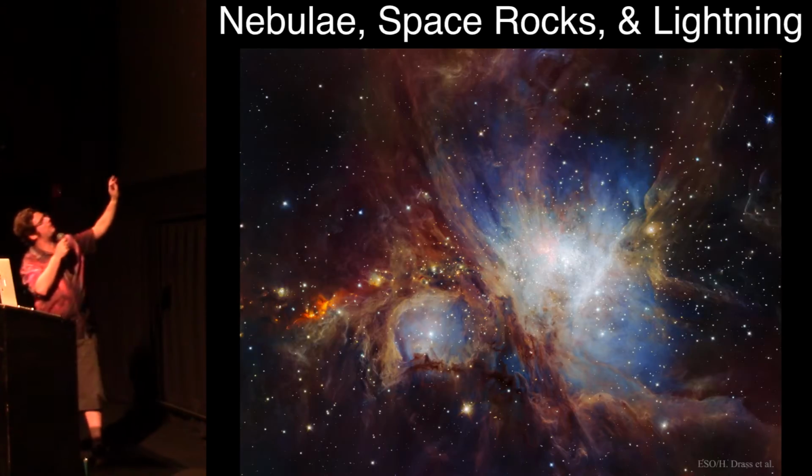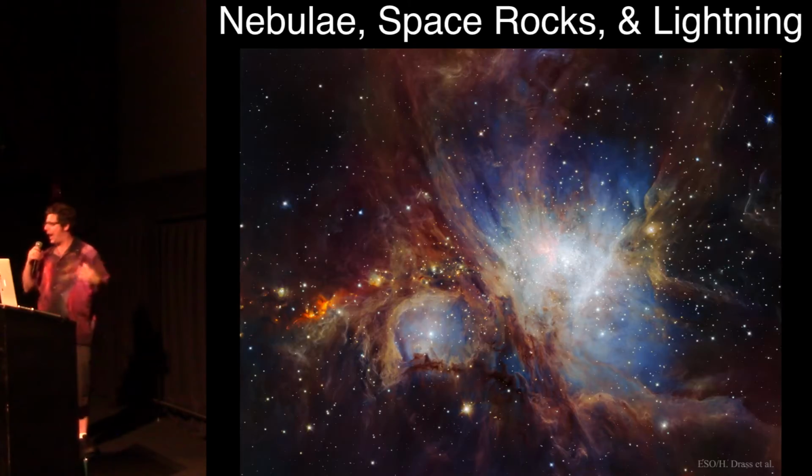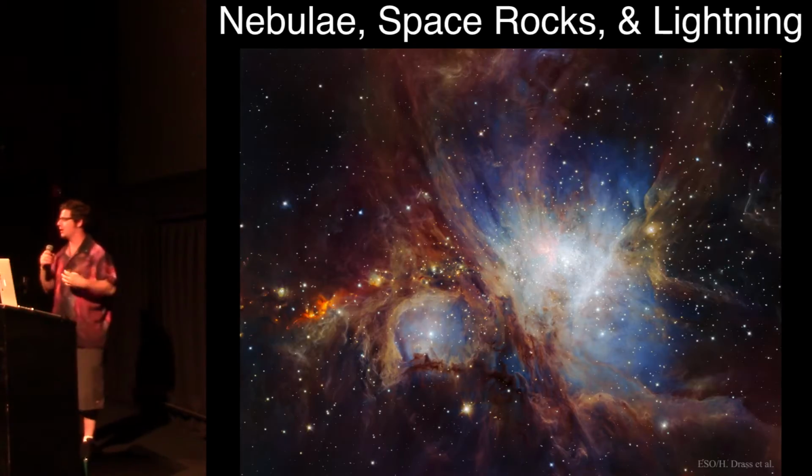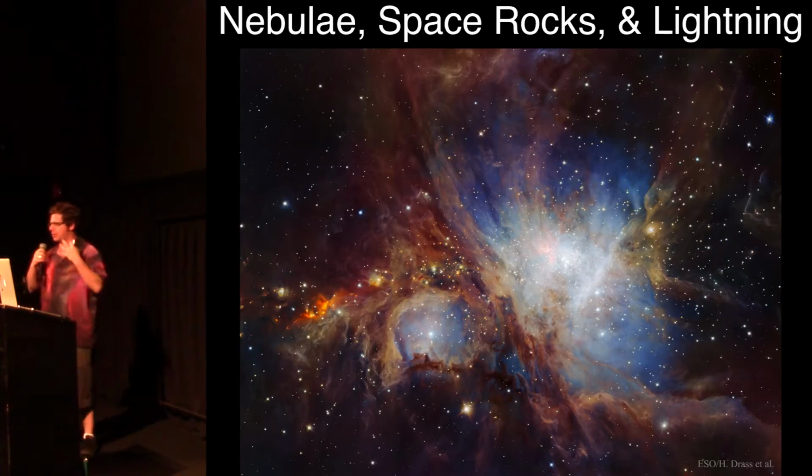So the picture I've got up here and the picture that I'm wearing are both of the Orion Nebula, an actual nebula in space in the constellation of Orion in his sword just under the belt. The picture I'm wearing is in the optical that we see with our eyes.